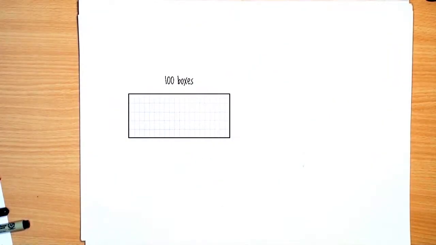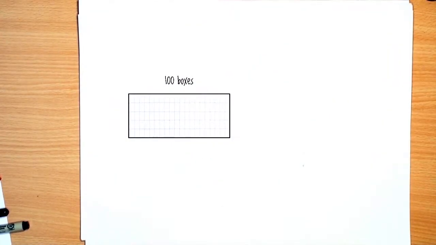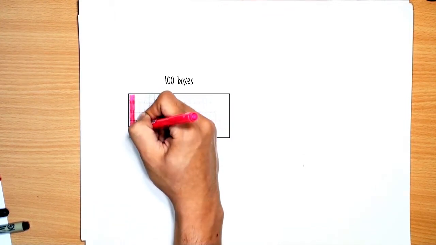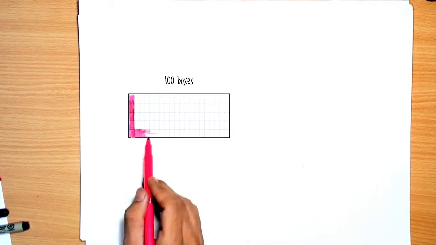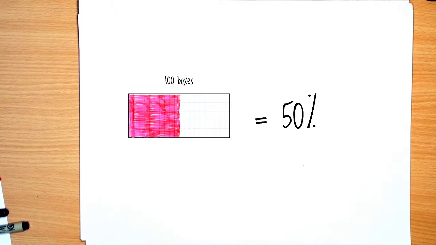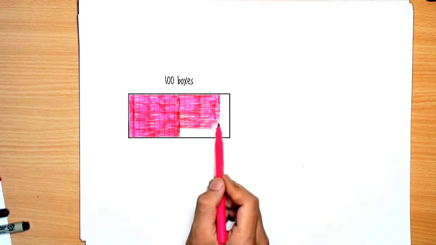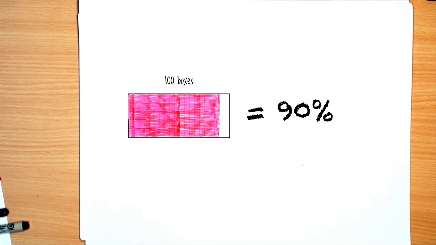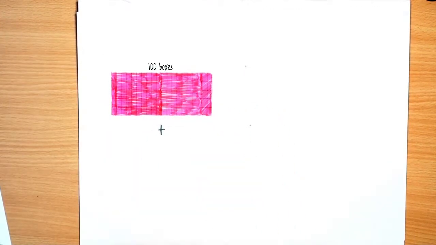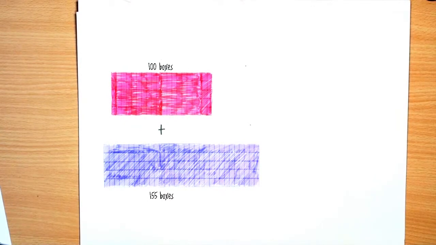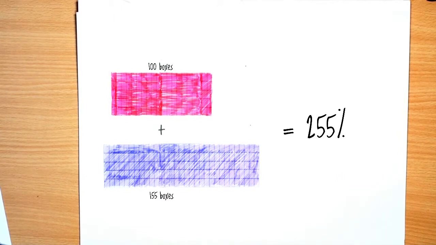Because you're counting parts per 100, imagine 100 boxes. How many of those boxes do you have? If you have 5 of them, you have 5%. If you have 50, that's 50%, or half. If you have 90, you have 90%, or almost everything. And if you have 255 boxes, because you run off and get 155 boxes from your friend, you now have 255% compared to the first 100.